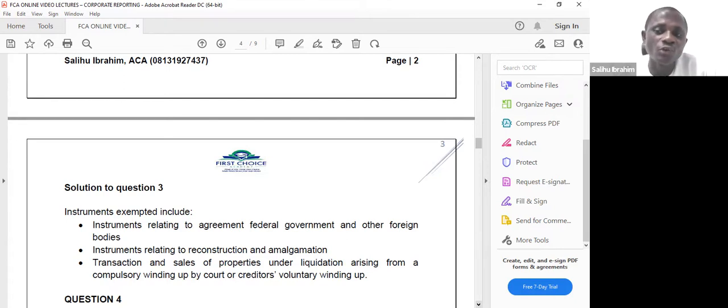So if the court decides that the company be wound up, the properties of the company will have to be sold. When we are selling the property, any sales realized from that act are exempted from stamp duties.